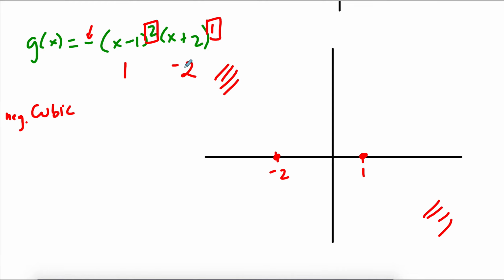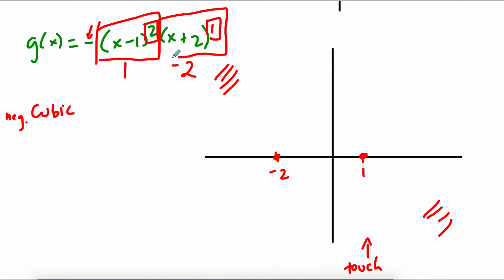So for our x equals 0, for this term right here, we notice we have even multiplicity because the exponent is 2. So our function is just going to touch at that point. So I'm just going to label touch. But at x equals negative 2, that factor has odd multiplicity because the exponent is 1. So here we're going to cross.